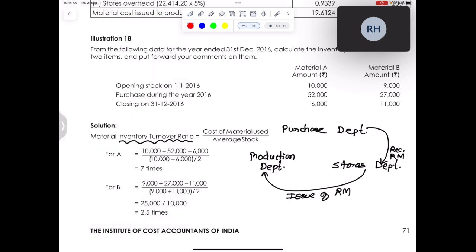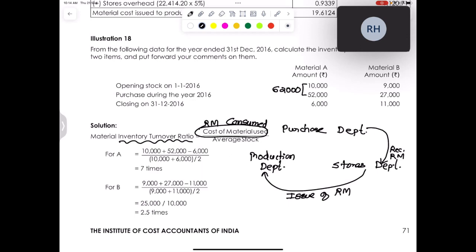Okay. Now, raw material used. Now, please listen very carefully, beta. Raw material used means raw material consumed. If I total these two, this is 62,000. What does 62,000 indicate?